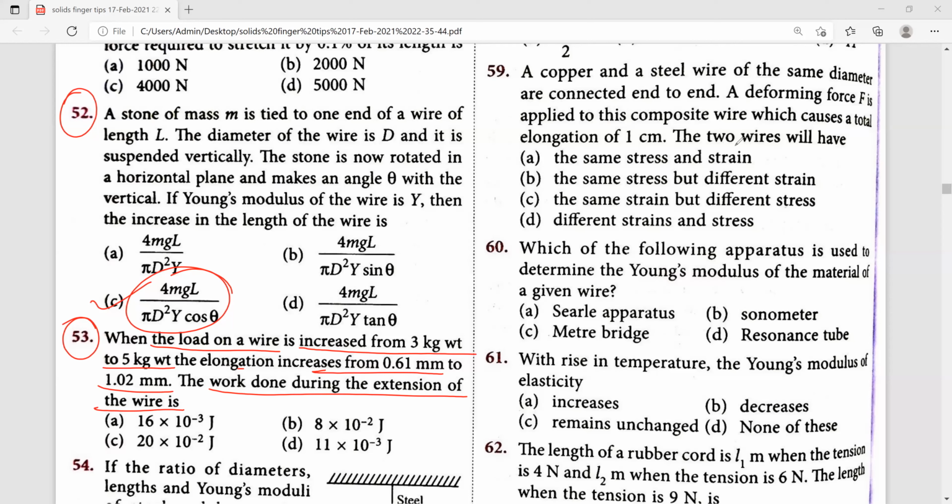So for 53rd one, how we are going to solve? Let us see. So work done in stretching the wire through 0.61 millimeter under the load of 3 kg weight, that is represented as W1 is equal to half stretching force into extension.